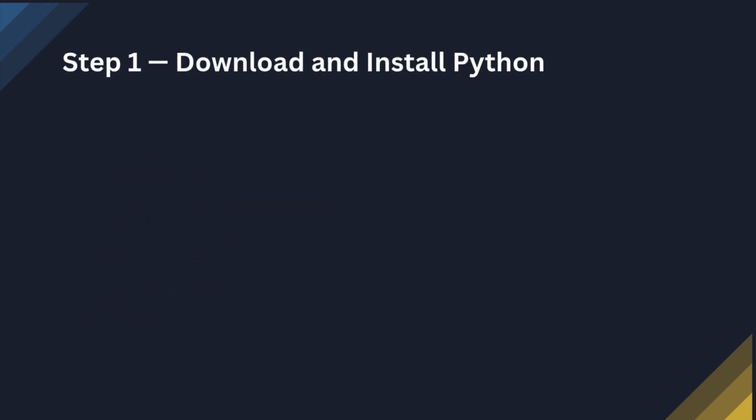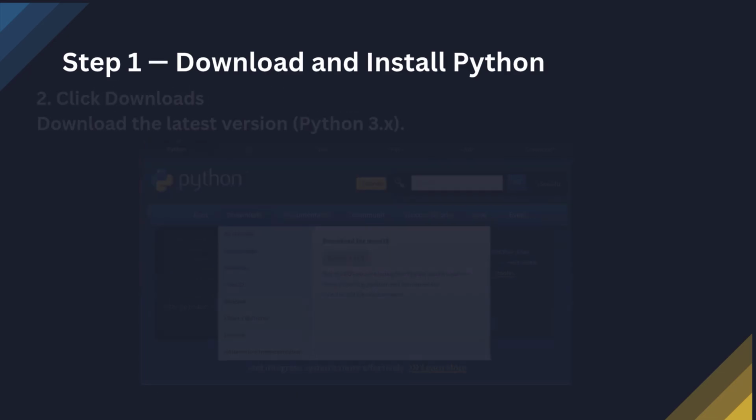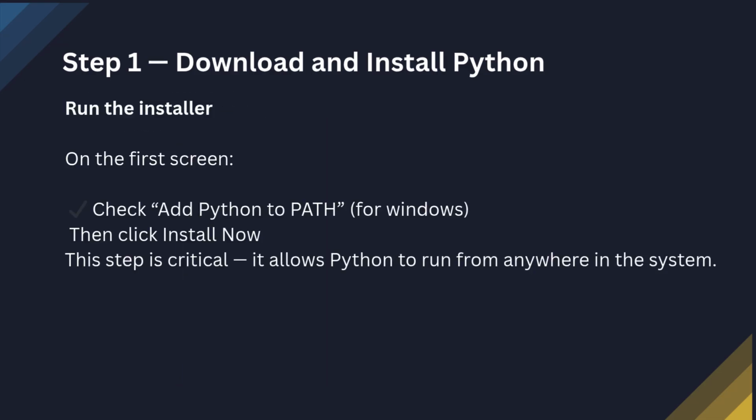Now let's see the steps to download and install Python. Open the browser, go to www.python.org, click on download. Download the latest version, Python 3 and above. Now run the installer. On the first screen, check Add Python to Path for Windows. Then click Install Now. This step is critical. It allows Python to run from anywhere in the system.